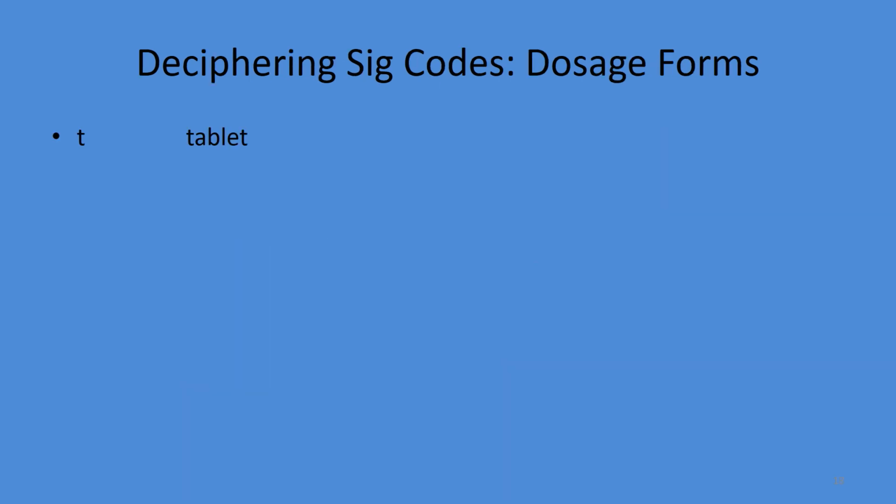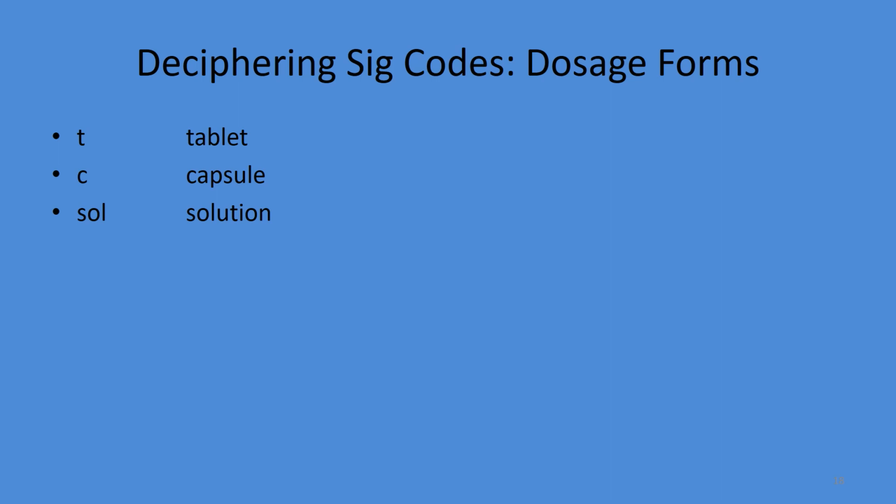Let's take a look at some dosage forms. These are probably the easiest. Most of them are just abbreviations of the English word for the dosage form. So tablet, which you're familiar with, a pill made from compression. Capsule, usually encased in a gelatin shell. Solution, anything liquid.